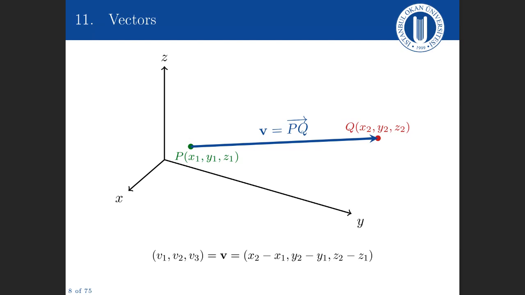Think about this vector V. This vector has initial point x1, y1, z1, and it has terminal point x2, y2, z2. We can call this vector V, or we can call this vector PQ with an arrow above it. And I want to let V1 be x2 minus x1. I want to let V2 be y2 minus y1, and I want to let V3 be z2 minus z1.